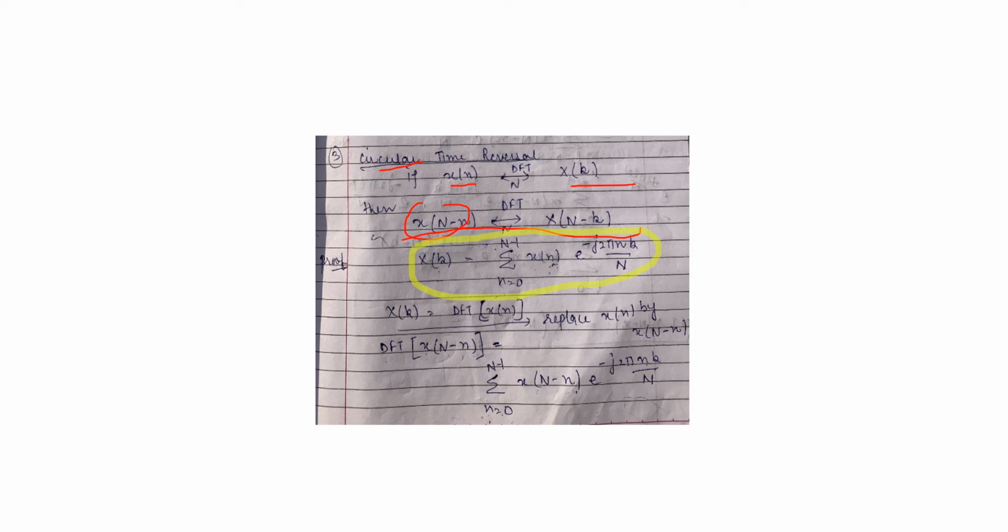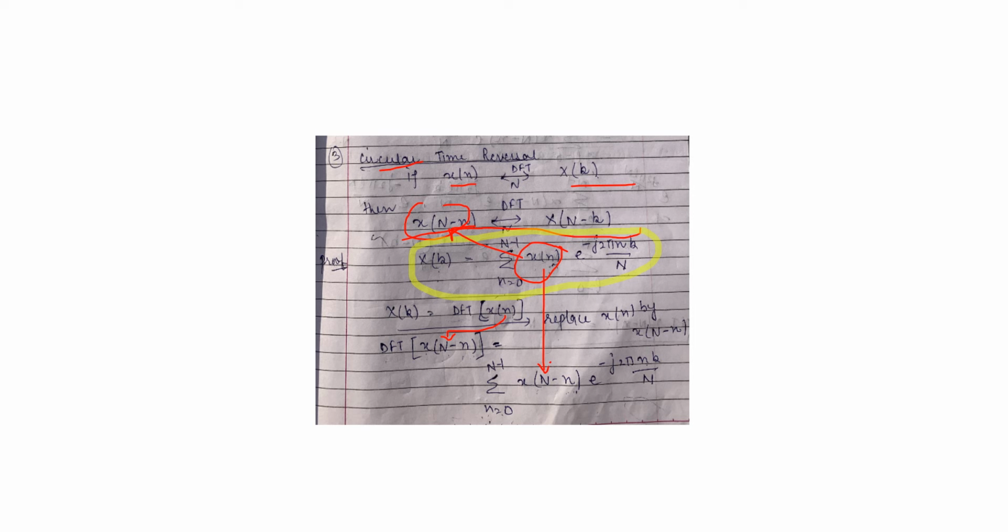Now we have to find the DFT of x of N minus n. So replace x of n by x of N minus n. So we write X of k is equal to DFT of x of n. In this x of n we replace x of n by x of N minus n. DFT of x of N minus n is equal to summation n equals 0 to N minus 1, this x of n replaced by x of capital N minus n, e raised to power minus j 2 pi n k upon N.